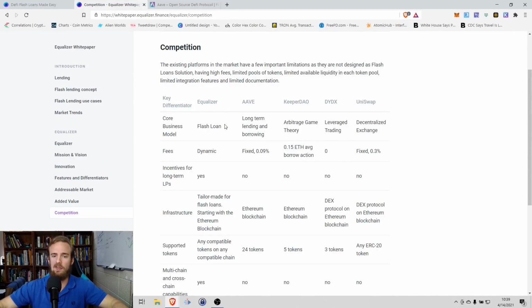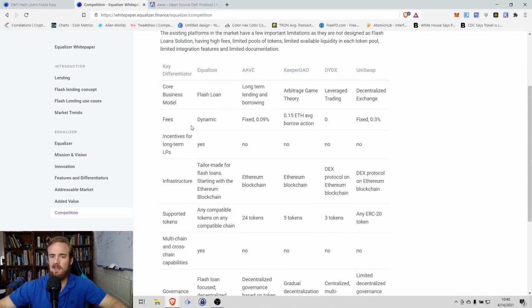So with Equalizer, their core business model is this flash loan service. Now, that contrasts, there are other platforms that do offer flash loans as well. However, the key difference here is that this is their core business model. For example, Aave is more of a long-term lending and borrowing platform. KeeperDAO is arbitrage and game theory, dYdX leverage trading, and Uniswap obviously is a decentralized exchange.